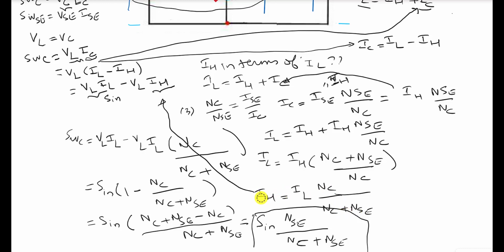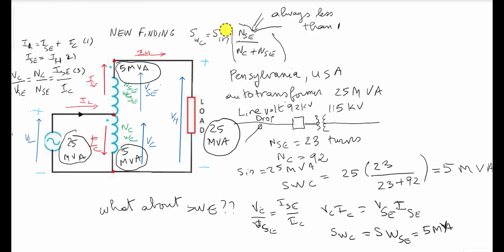Now we can go back here and replace this expression in here, and that's where we get SWC is equal to VL times IL minus VL times IL times NC over NC plus NSE. We factor. Remember, VL times IL is the same thing as S input. We can factor S input out, and with this formula we get S input times NSE over NC plus NSE. So the MVA in the common winding is equal to the input MVA times the fraction.